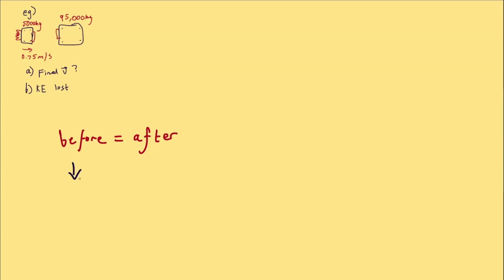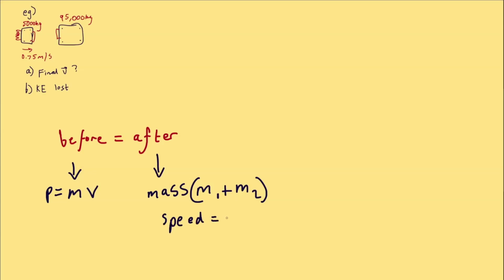Let's look at before. What's the momentum before? We have mass times velocity. Let's look at after. What happens after? Well, the new mass of our space station is the mass of the supply module plus the mass of the big space station. The speed is whatever the speed is after the collision.